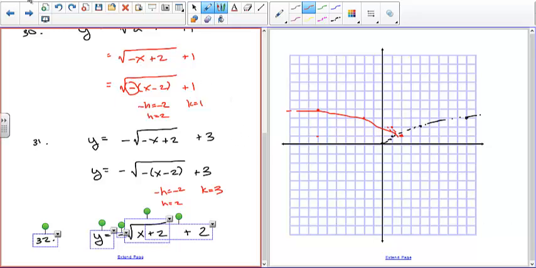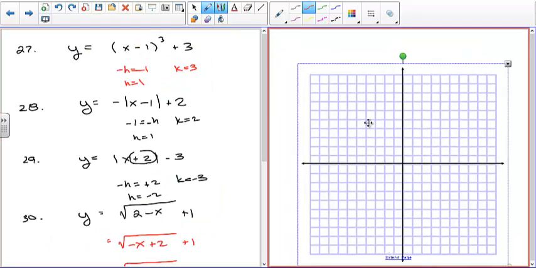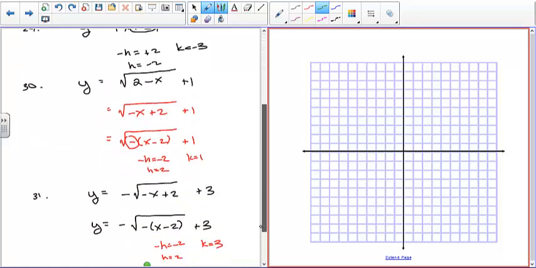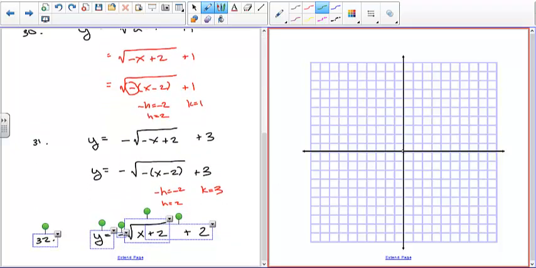So let's get a clean piece of graph paper, stick it in there. I'm going to use green this time. So we're doing this one. It says h is the x shift, k is the y shift. So there's my new axis, or my new anchor point. Now, what's going to happen? This negative sign means it's going to reflect across the y-axis, and this one's going to be across the x-axis.